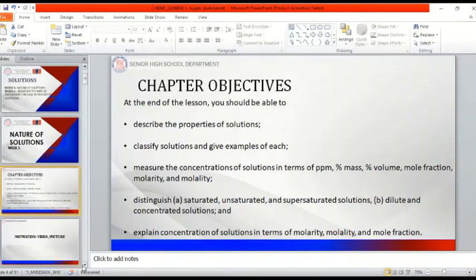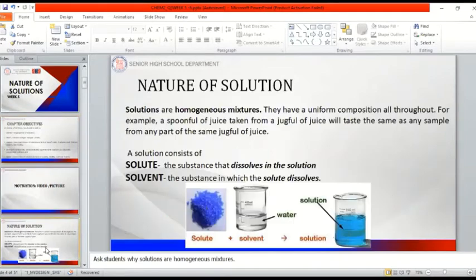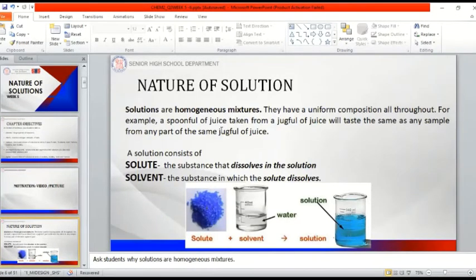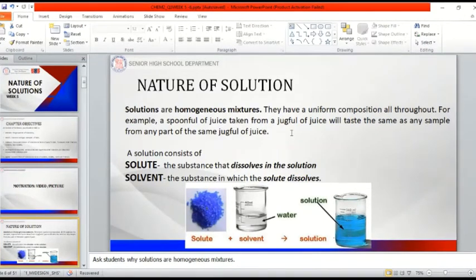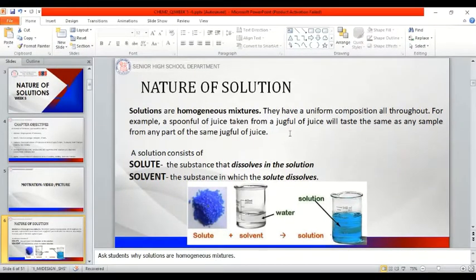But for this lesson, we'll just deal with the nature of solution. So solutions are homogeneous mixtures and they have a uniform composition all throughout. As we have discussed from our first week of discussion in Chemistry 1, we discussed homogeneous mixtures and heterogeneous mixtures. So we are able to differentiate both homogeneous and heterogeneous mixtures.